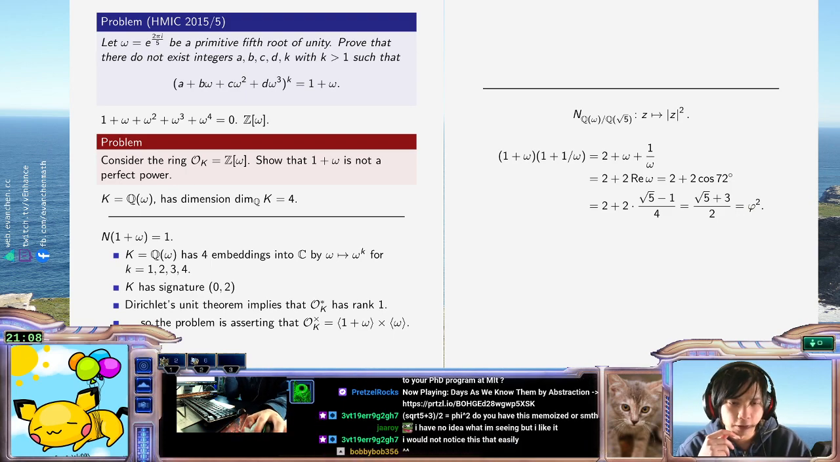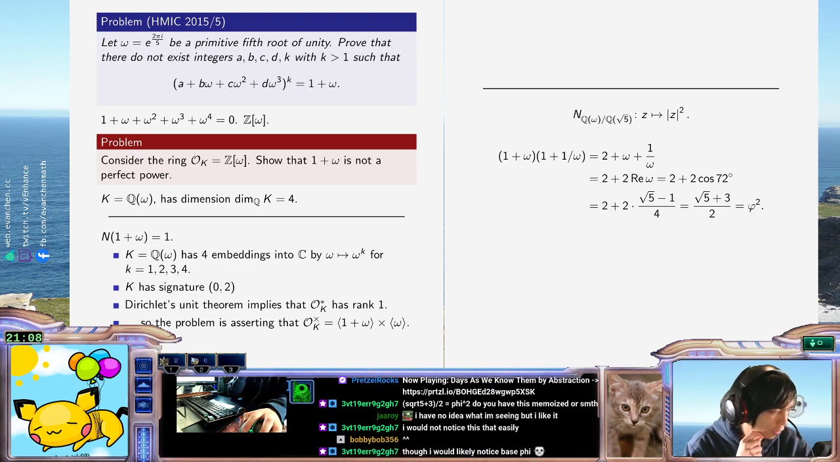So if there was actually a number such that I have no idea what I'm seeing, but I like it. It's okay, I don't know what I'm doing either, to be honest.